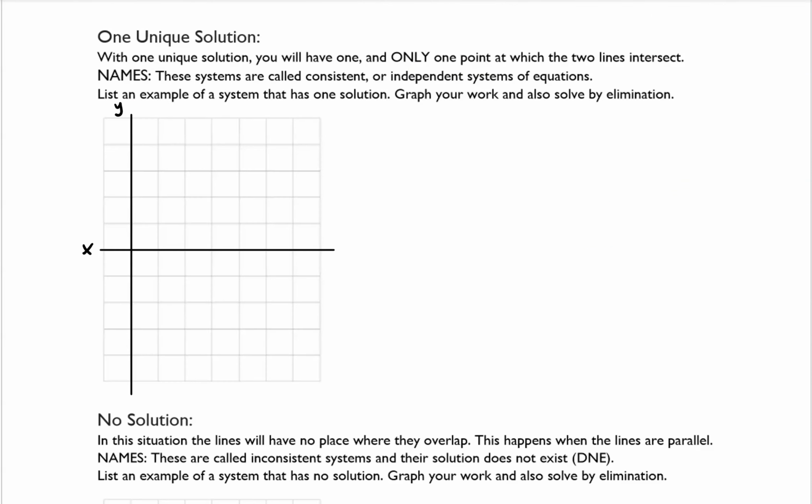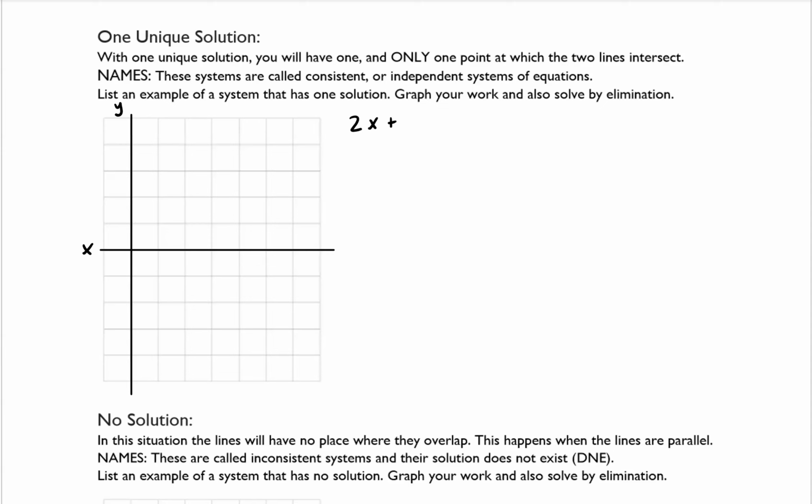With one unique solution, you will have one and only one point at which the two lines intersect. These systems are called consistent or independent systems of equations. List an example of a system that has one solution, graph your work, and also solve by elimination. Now, if you're familiar with this, you can make up your own system of equations. I'm going to give one for us, but feel free to use a different one if you'd like.